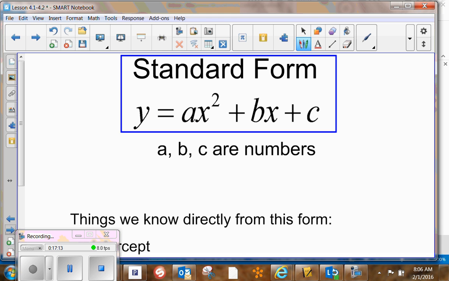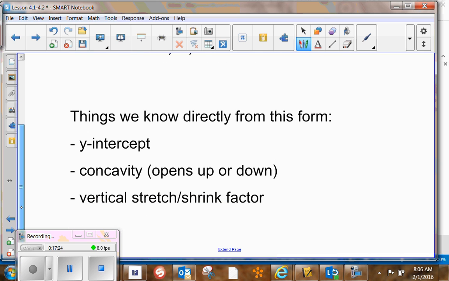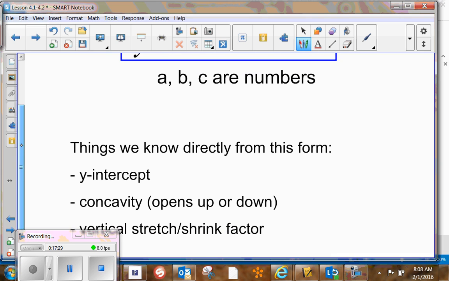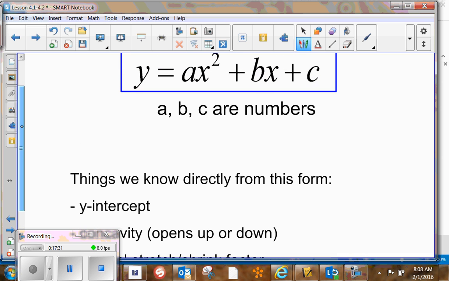So we have A, B, and C. They're all numbers. I'm going to give you a minute to write down what we know from here. Okay, so let's go on with our As, Hs, and Ks, and what each of these tells us.